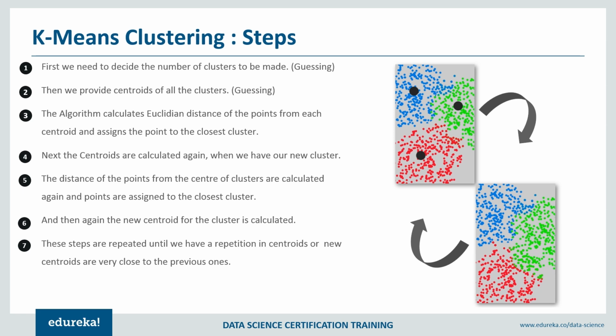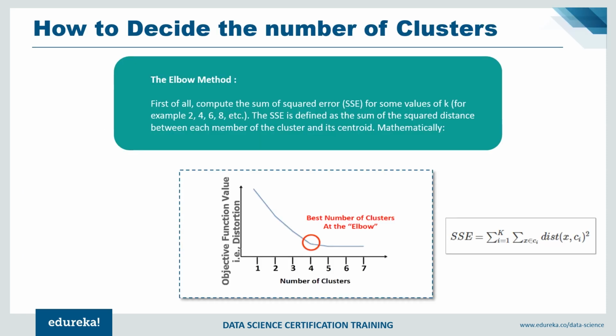Now, these steps are repeated until we have a repetition in the centroids or the new centroids are very close to the previous ones. So until and unless our output gets repeated or the outputs are close enough, we do not stop this process. We keep on calculating the Euclidean distance of all the points to the centroids. Then we calculate the new centroids, and that is how k-means clustering works basically.